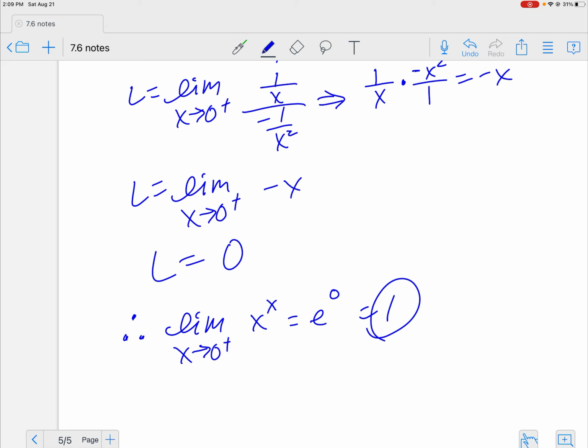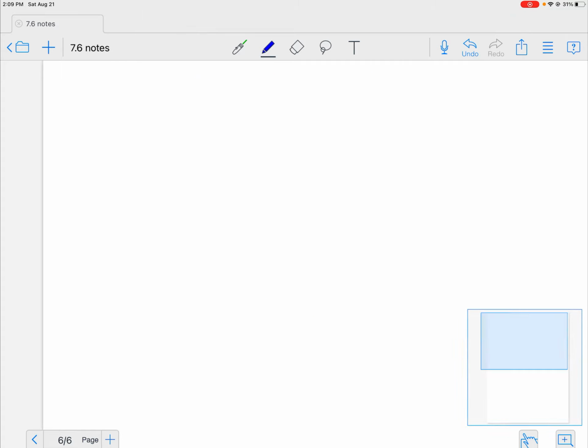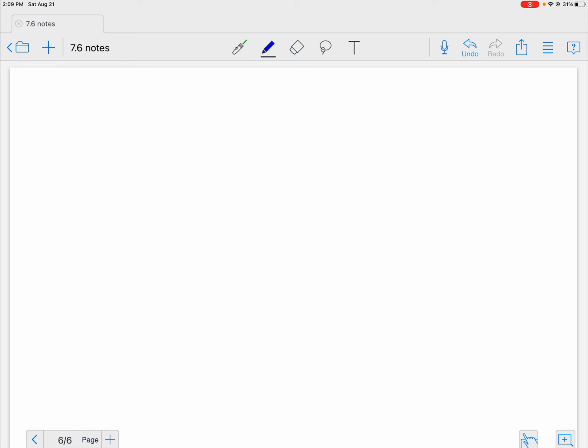Good. You don't have to write the therefore statement. You can just write equals e to the 0, which is equal to 1, but I just want to make sure you understood it. All right, let's do more. Let's do more, because it's so much fun. Okay. All right. Let's do it right now.